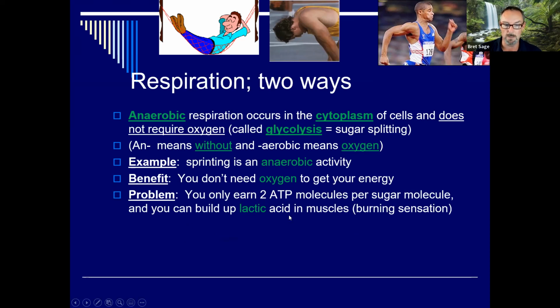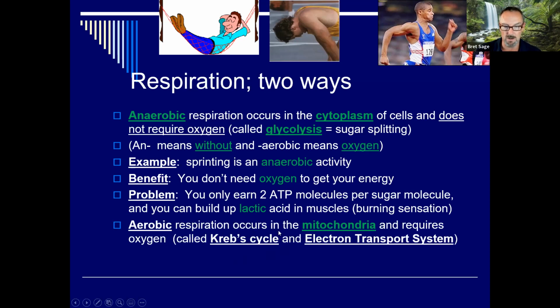And the other problem is you build up lactic acid. So if you've ever been sprinting or doing something that's really, really intense, you start to feel the burn. And you have an example of that. I'm starting to feel the burn. What that means is as soon as you feel the burn, you switch from aerobic to anaerobic. And the burn comes from the lactic acid accumulating in your tissues, especially your muscles.